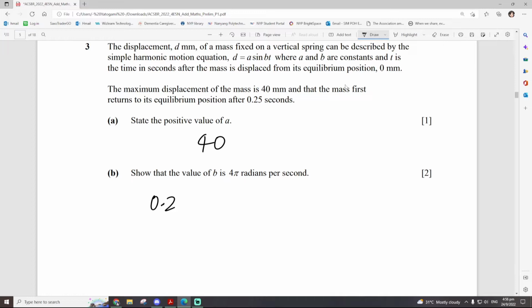0.25b is equal to, what is the first point in which the standard sine function returns to 0? It will be pi, right? So therefore b equals 4 pi. Okay?